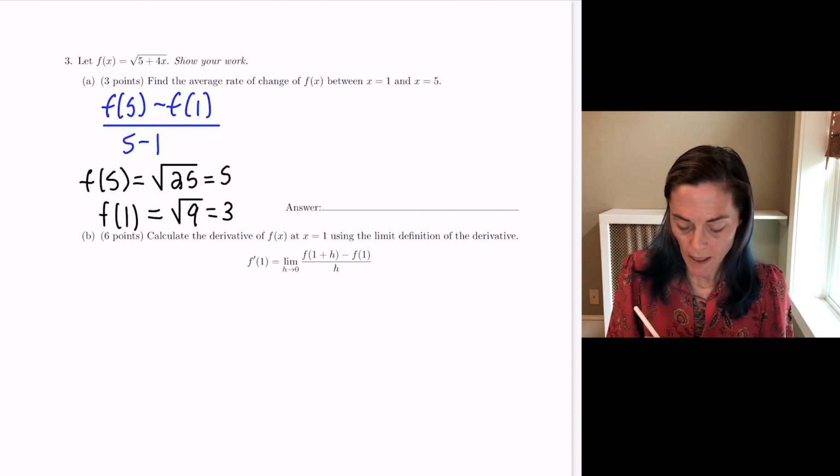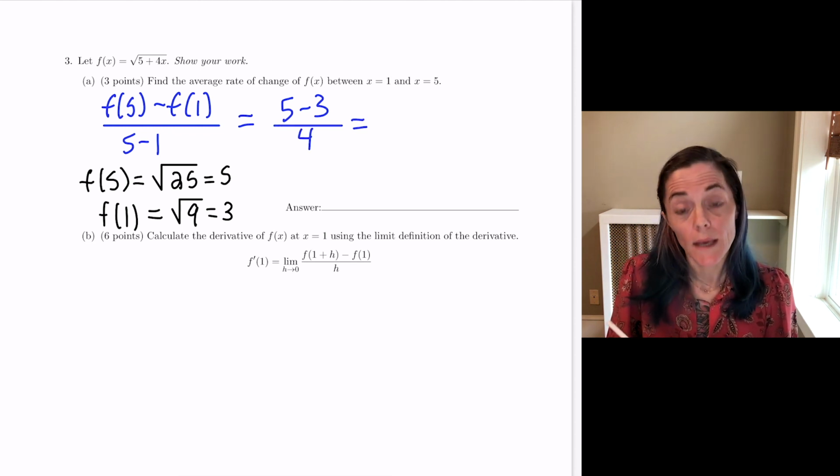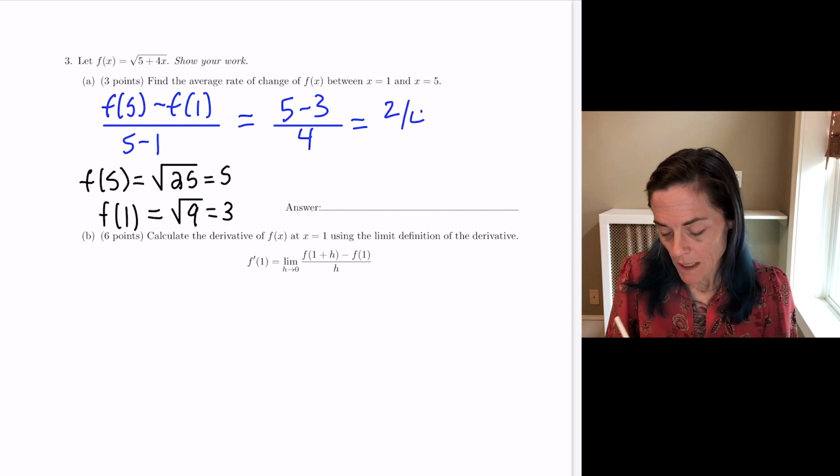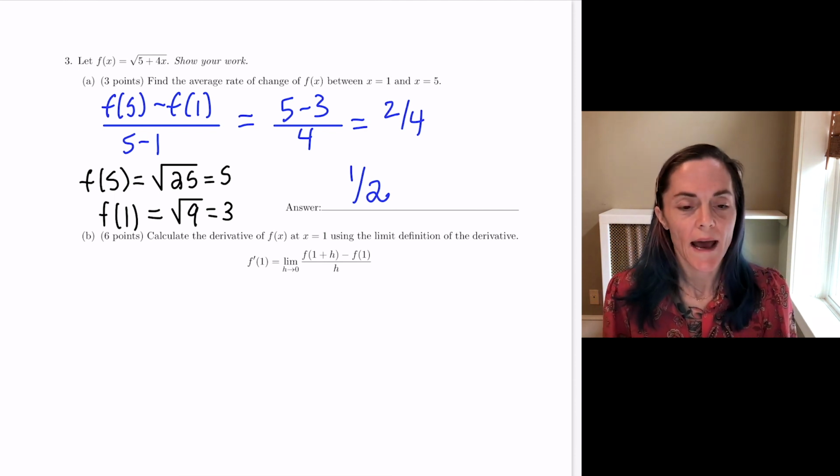Now I can jump back in. So I have 5 minus 3 over 5 minus 1, which is 4. You see, we get 2 over 4. Typically, we want to leave this kind of answer as a simplified fraction. So my answer is 1/2.